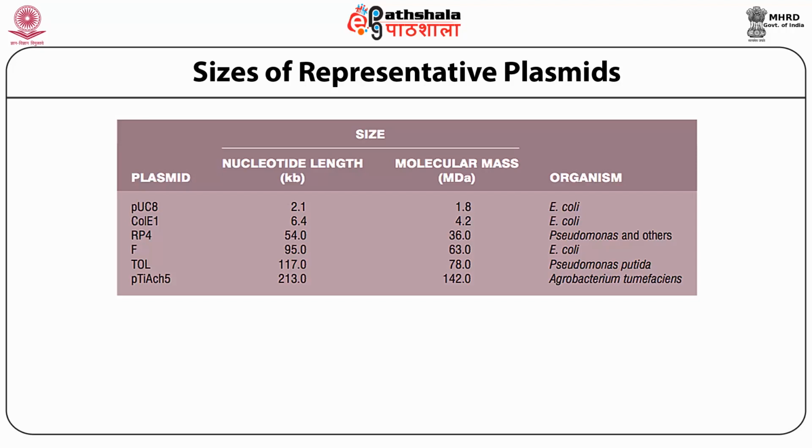You can see here there's another plasmid, pTiACH5. This is from Agrobacterium tumefaciens. It's a very large plasmid containing about 213 kb, and its molecular mass is 142 megadaltons. Other plasmids are listed. There are many more, hundreds of plasmids with different characteristics and different sizes.